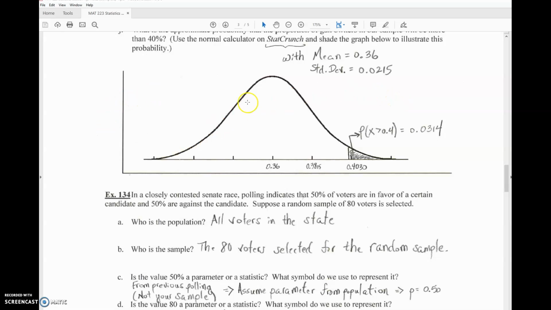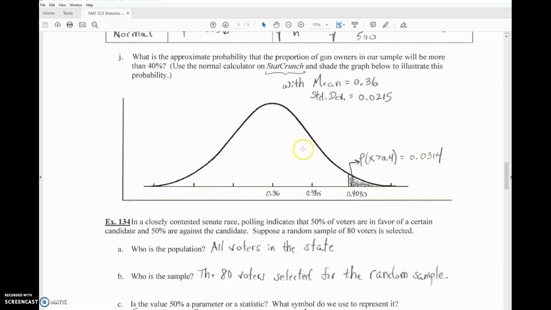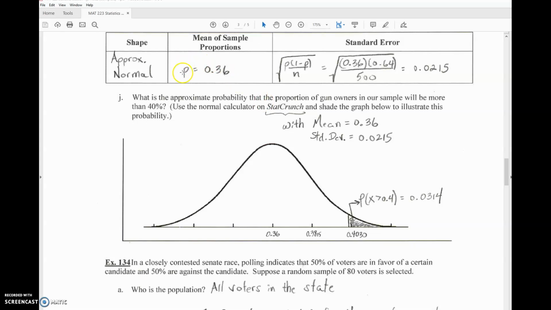This is our sampling distribution of p hat for the last example here, example 133. We have to assume that it has a mean of the population proportion p, which is 0.36, and a standard error of the square root of p times 1 minus p over n. We make that calculation by hand with our calculator, and I get 0.0215. Then in part J, I said, what's the approximate probability that the proportion of gun owners in our sample will be more than 40%?